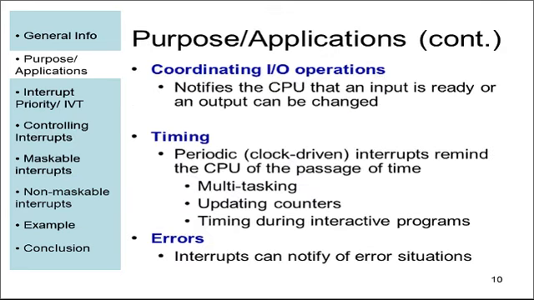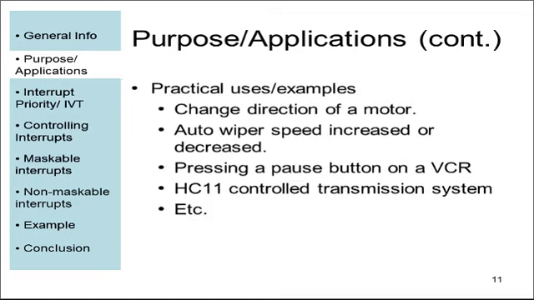Interrupts are used for coordinating the I/O operations. Interrupts will notify the CPU that the input is ready or output can be changed. They are also used for timing. Periodic interrupts remind the CPU of the passage of time. By using interrupts, we are able to perform multitasking, updating the counters, and timing during interactive programs. Interrupts can also notify error situations. So as you can see, there are many applications for interrupts.